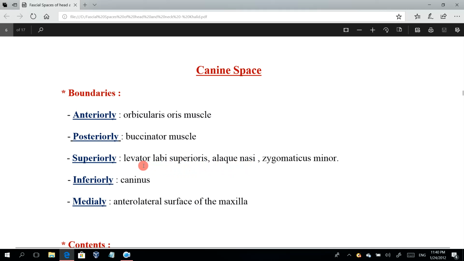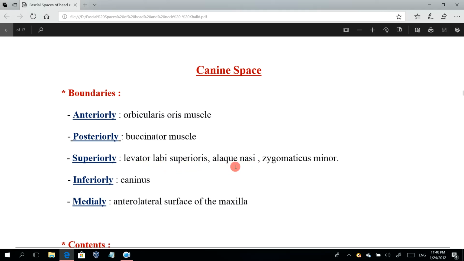This muscle causes elevation. Levator means elevation, labii is the upper lip, superioris, so the muscle elevates the upper lip, and alaeque nasi also opens the nostril of the nose. So it elevates the upper lip and opens the nostrils. This muscle forms the superior boundary of the canine space, levator labii superioris alaeque nasi.